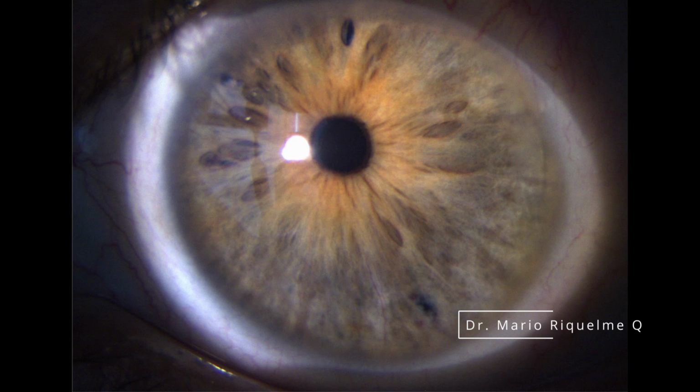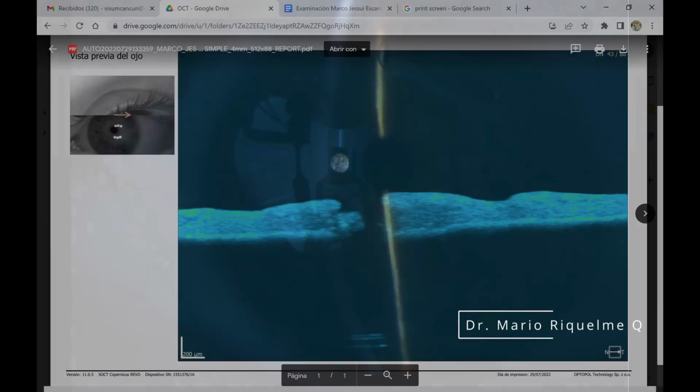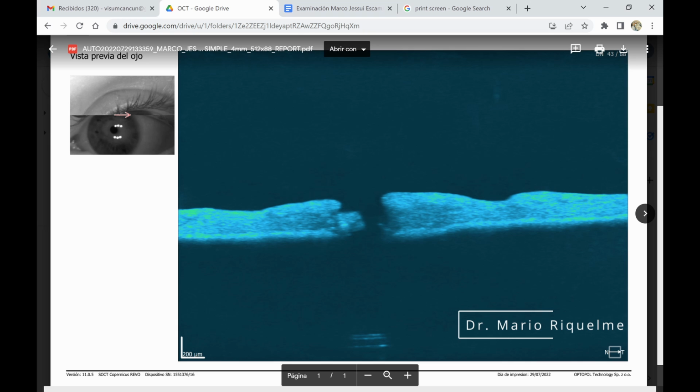And we can see how now the anterior chamber is more shallow. You don't have the S-shaped iris anymore. You can see the iridotomy at 12 o'clock, and it looks like it's looking better. We see the OCT of the iridotomy at 12 o'clock.